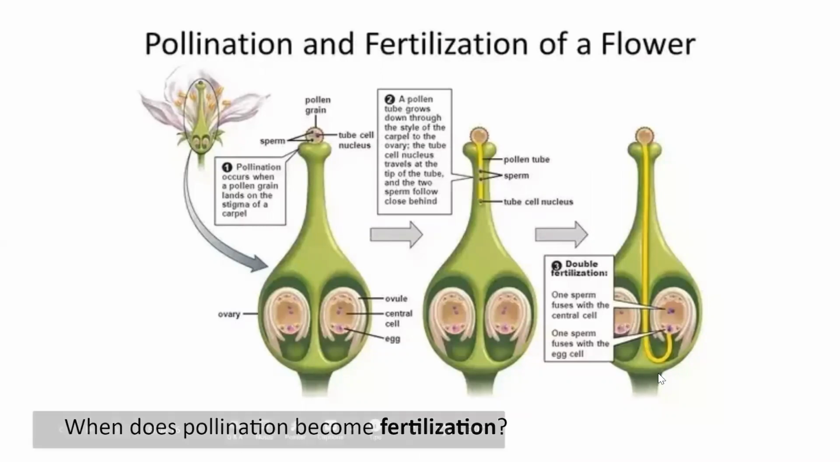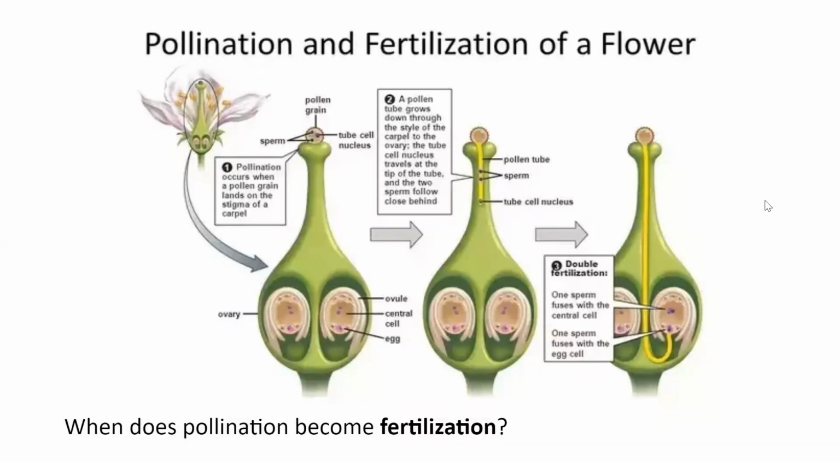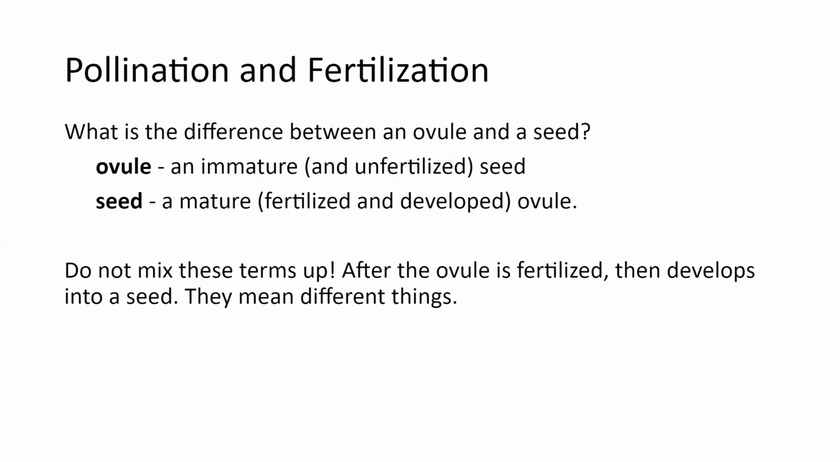And so as that pollen tube grows into the ovary, it fuses with the egg cell, and that's when fertilization happens. So when the sperm and egg meet and fuse.